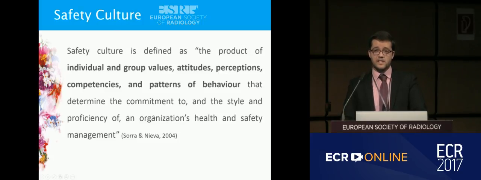And, of course, safety culture, one of the domains that radiographers should be in, is defined as the product of individual and group values, attitudes, perceptions, competences, and patterns of behavior, shared by all the professionals in a given organization. So this is a culture. A culture is shared by everyone. It's a normal thing. So the safety culture should be the same thing. At the end, it should create a safety environment.